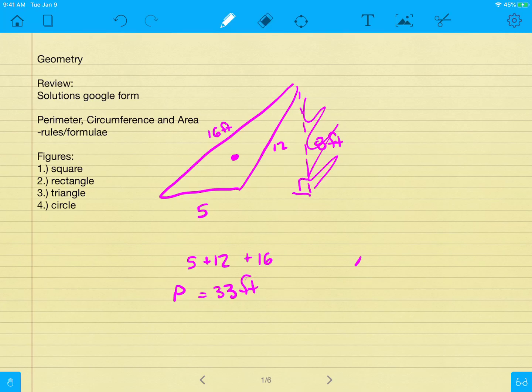And then for area, you take half the base times height. Well, the height is 8 feet. That's where the 8 comes in. It's the actual height of the triangle times the base, which is 5 feet. So base times height, this ends up being 40, and then you cut that in half, and this ends up being 20 feet squared. That's how many little square tiles will fit in there. All right, there's all the answers for all 19 questions on that Google form.